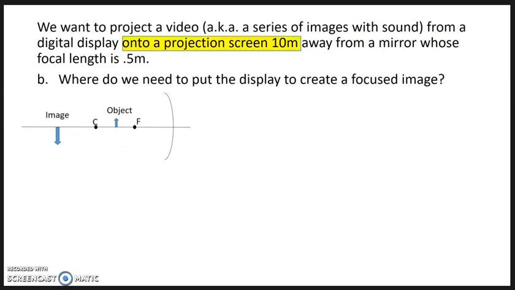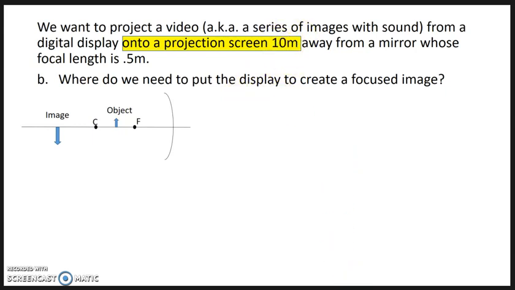So we want to pick out some relevant information. Anytime that we mention a number, it's usually relevant, but we've got to figure out what it means. So we have onto a projection screen 10 meters away. If we're projecting it onto a projection screen, it is not the object, unless we're trying to get an image of the projection screen, but we're trying to get an image onto the projection screen. So that means that that is actually the image distance.